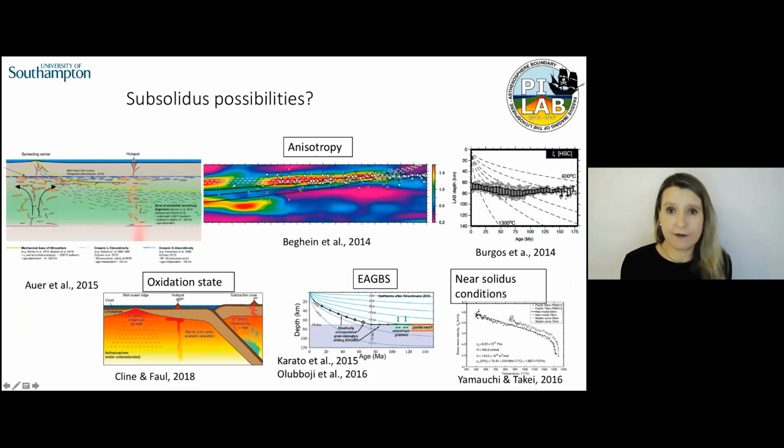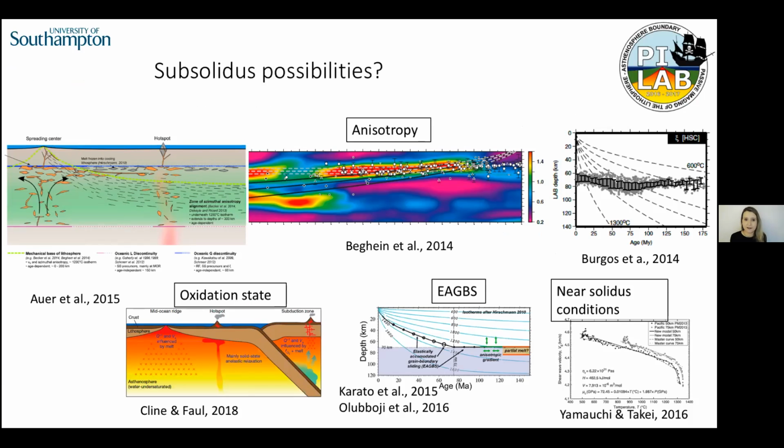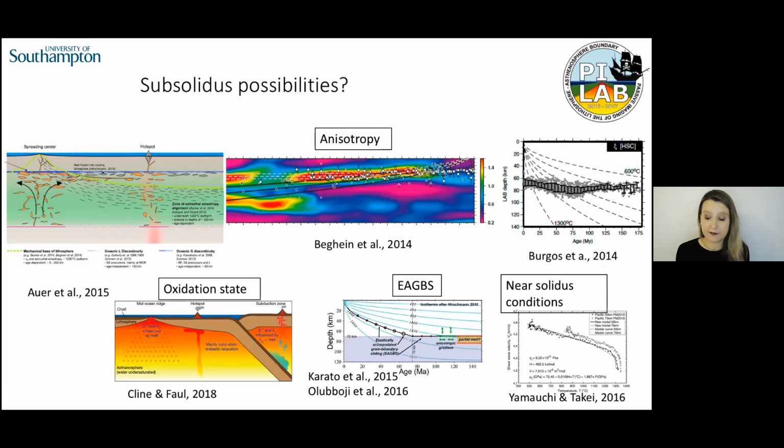So a wide variety of subsolidus possibilities have been suggested. Things like a change in radial anisotropy or azimuthal anisotropy with depth, the oxidation state of the mantle. We could have a mechanism like elastically accommodated grain boundary sliding, or near solidus conditions. While these have been developed to explain a set of the observations I just described, it's actually very difficult for any one of these to explain all of the observations from a wide range of sensitivities and resolutions, including things like seismic waves and magnetotellurics.